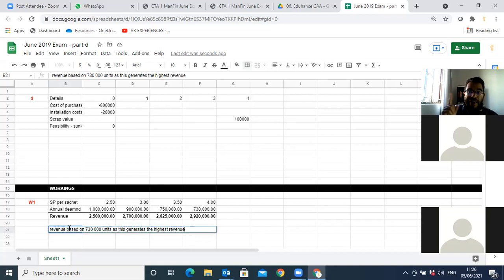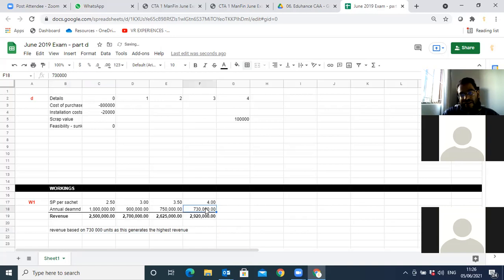All they will do in addition to this, because there's different options, right? So now all they're going to do is produce at 730,000. They're not going to do more than that, because then they know they're going to get the highest revenue. So why produce 1 million if you're only going to get 2.5 million? So let's just produce at 730, because that's going to generate our highest return. I hope that makes sense.